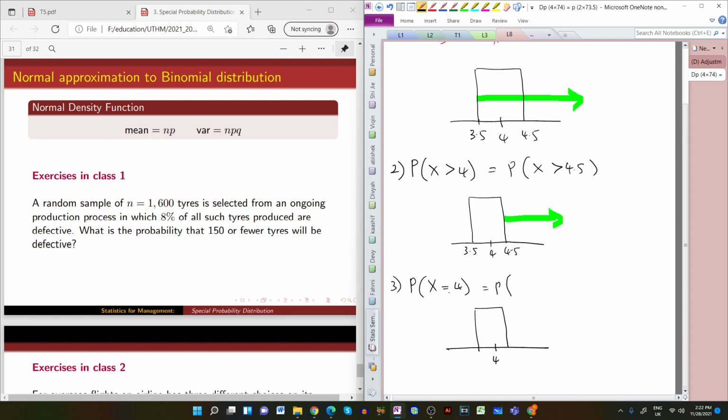Whenever there's an equal, like a single digit equal to a single digit, for you to change it to an interval, you go inside the box. That would be x is in between, like this.